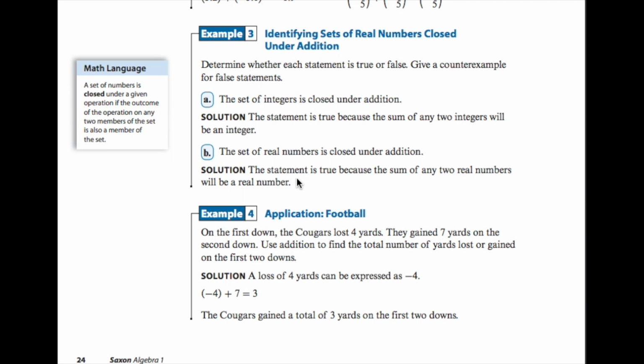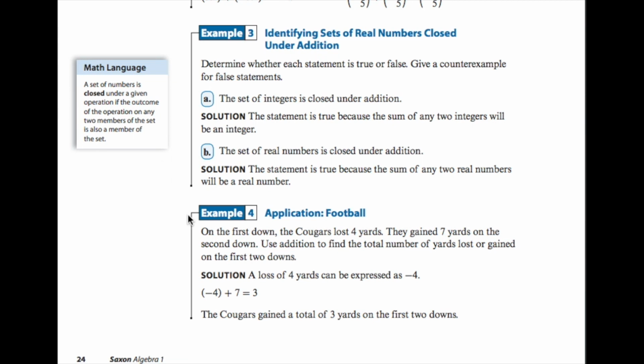In example 4, it asks us to apply this in terms of adding and subtracting real numbers, positive values and negative values. And it just so happens to show up in what would be a football scenario. On the first down, the Cougars lost 4 yards. That means they went backwards. They gained 7 yards on the second down. They got it going in the right direction.